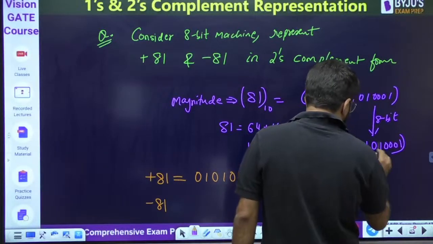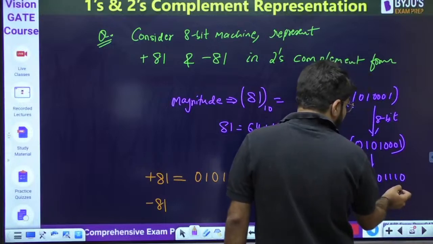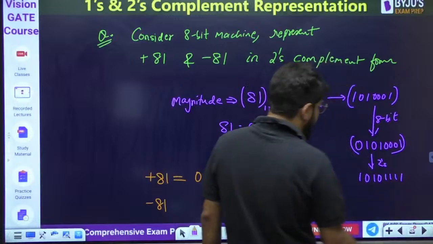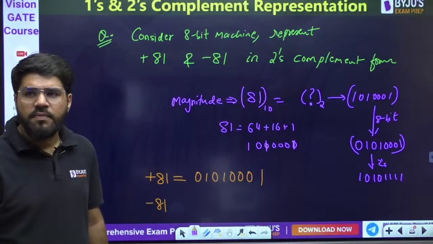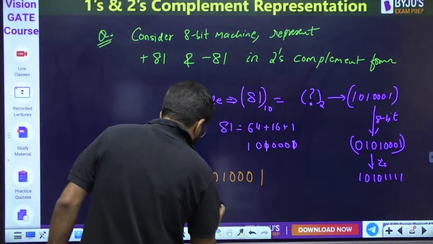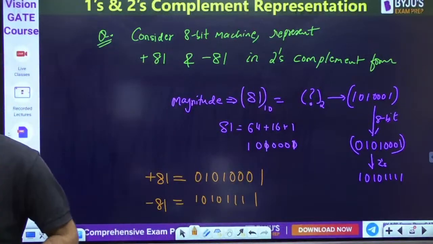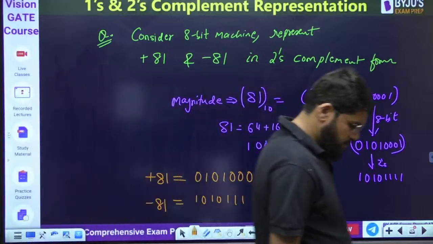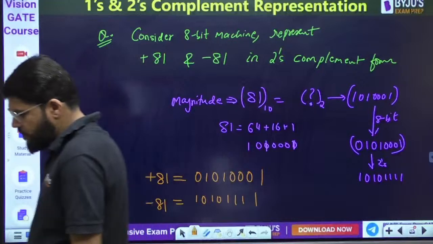So invert: 10, 10, 1, 1, 1, 0. This is the 1's complement. Add 1. So the LSB will become 0 plus 1, that is 1. So this is the 2's complement result directly: 10101111.